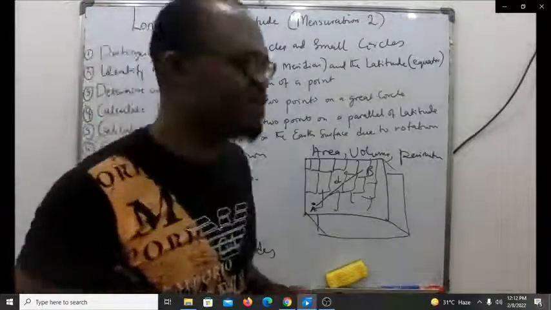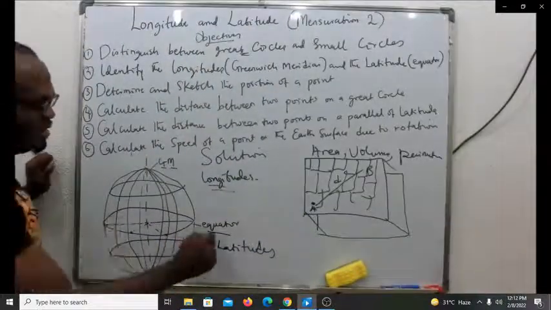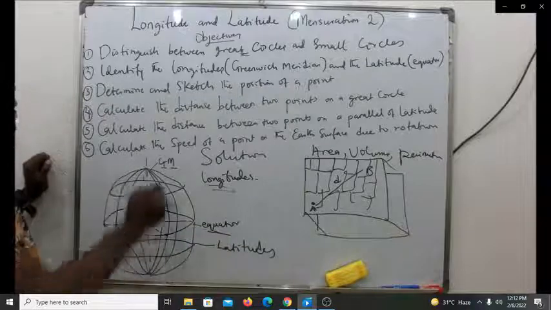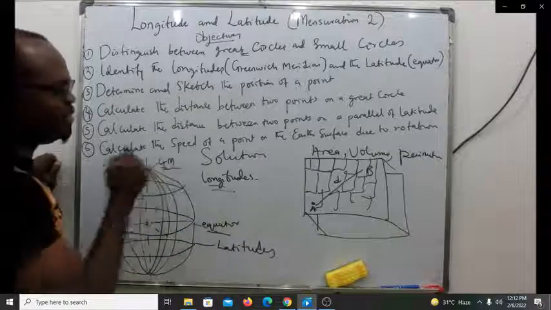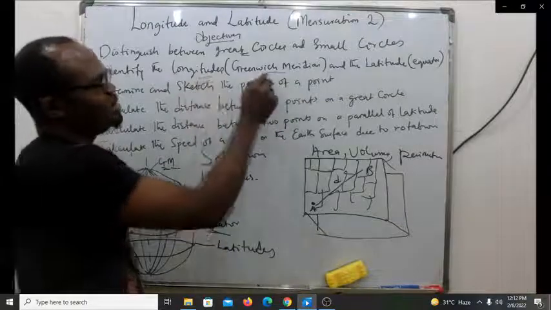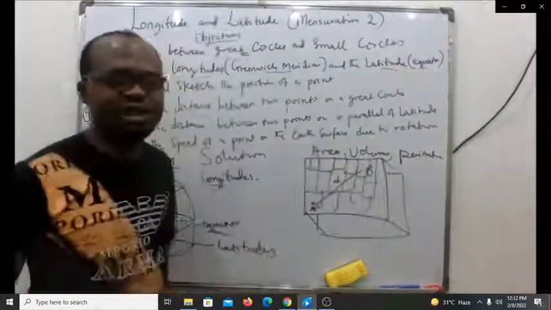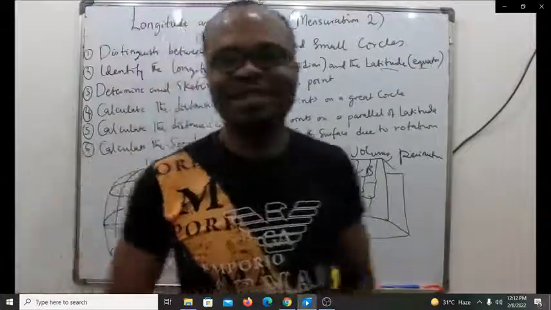So take note. And like I said, the most important latitude is the equator, whereas the most important longitude is the Greenwich meridian. So that's why we noted it here. The most important longitude is Greenwich meridian. The most important latitude is the equator. So take note of this.